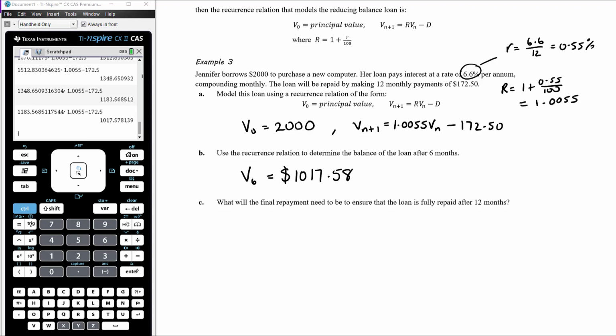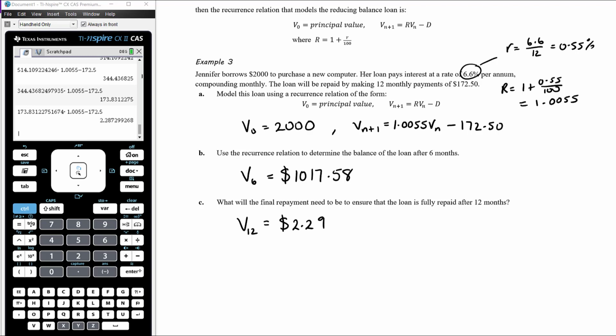What will the final repayment need to be to ensure that the loan is fully repaid after 12 months? Okay, so let's work out what V12 would be if we were to continue with this same pattern. So we're up to V6. 7, 8, 9, 10, 11, 12. Okay, so V12 would be $2.29. So what we would see is the value of the loan is $2.29. It's not negative. We haven't overpaid. We still actually owe $2.29 if we were to continue this situation.